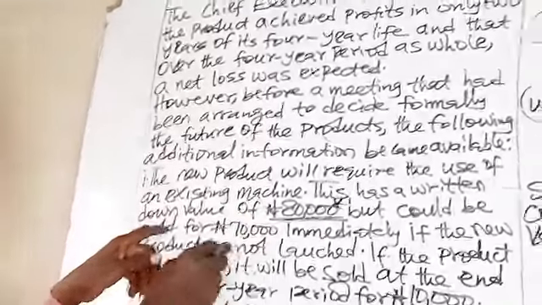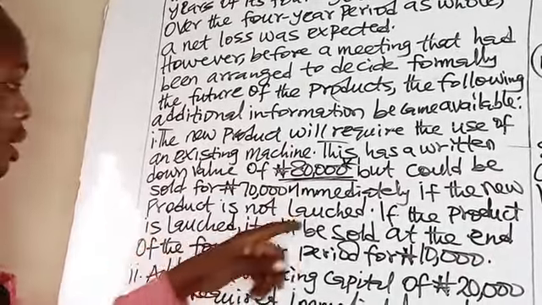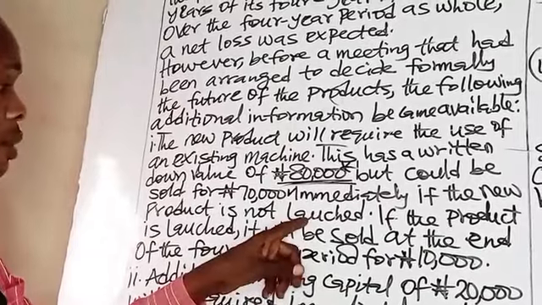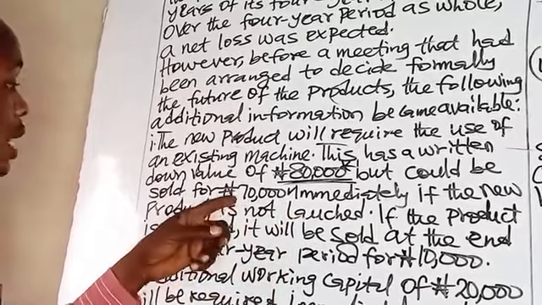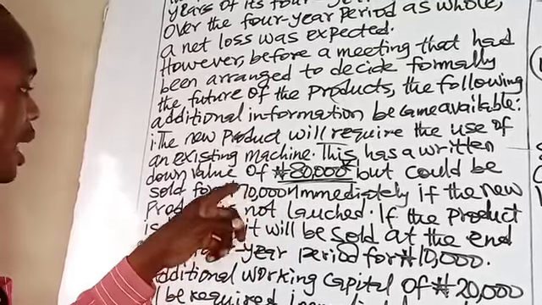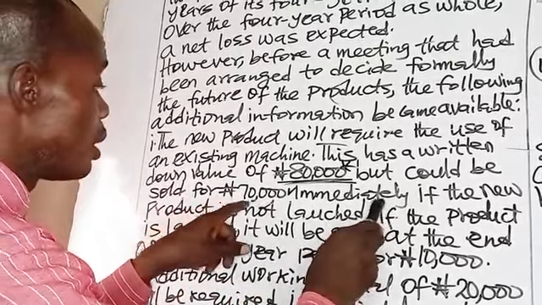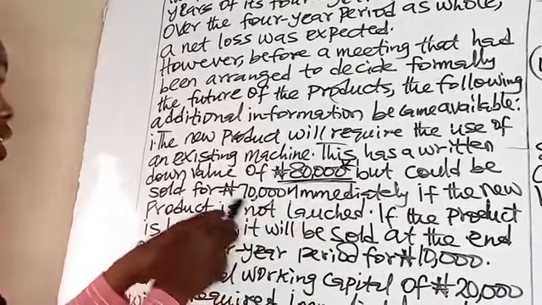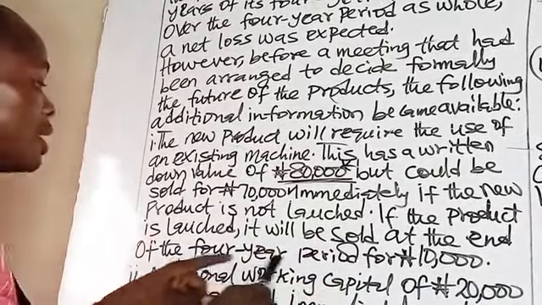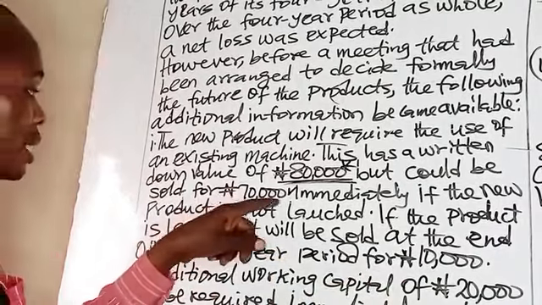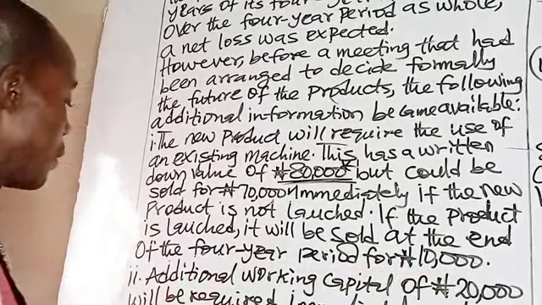But it could be sold for 70,000. This will be relevant immediately if the new product is not launched. Remember, we've talked about the existing asset. Where the existing asset is used in addition to a new one, the market estimate of the existing asset will be treated as an outflow in year zero. We were told it could be sold immediately for 70,000 if the new product is not launched. The condition for them to sell it is if the product is not launched. That means if the product is launched, it will be sold at the end of the 4 years period for 10,000. So this is the market estimate of the existing asset. This will be treated as an outflow in year zero, then the disposal value as an inflow at the end of the project life.